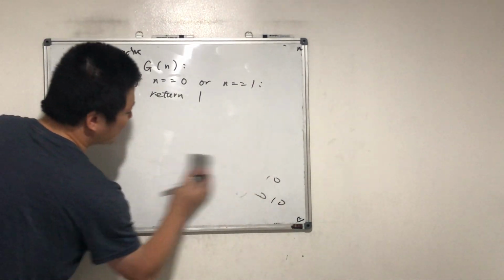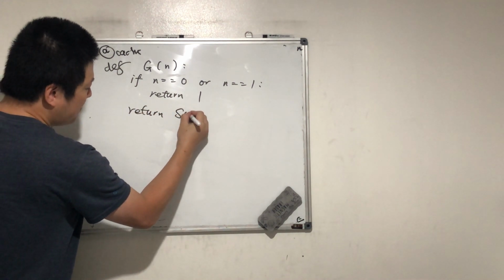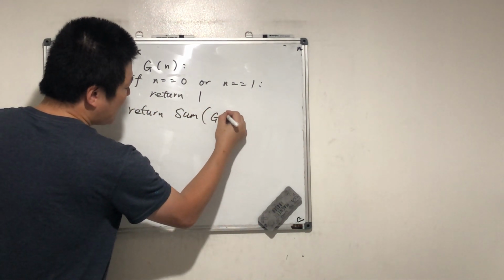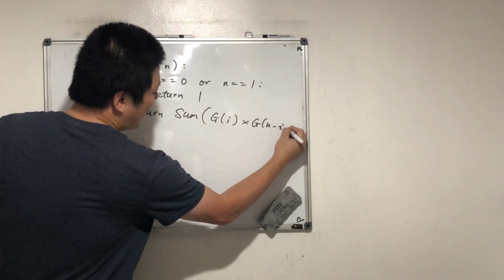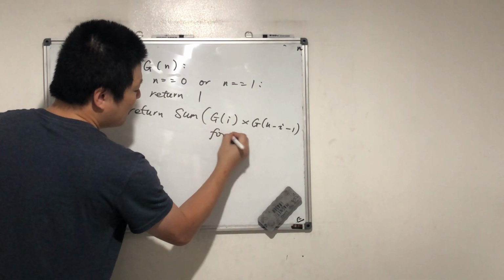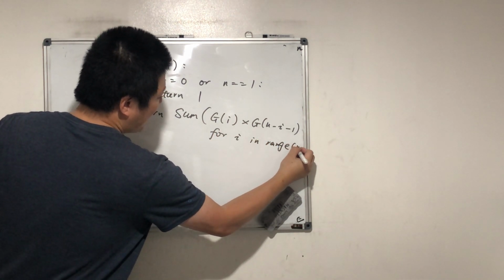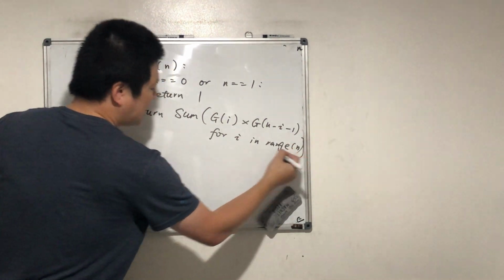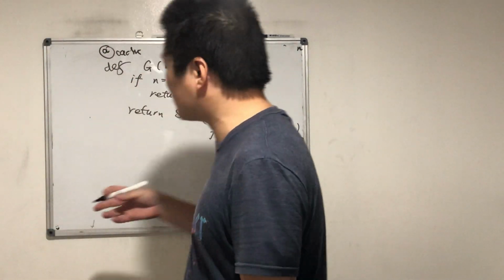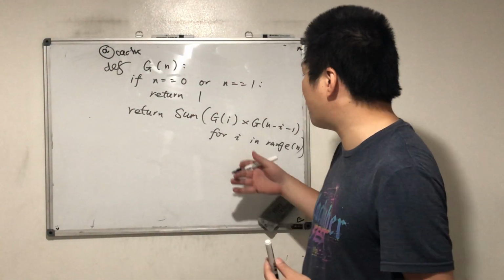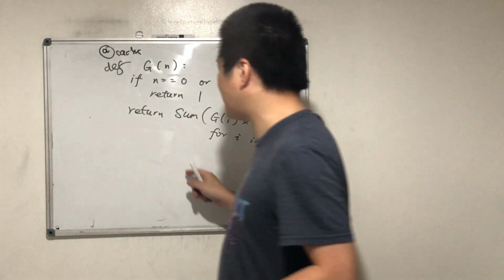Okay, so now we want to sum. Return sum. Remember, G i times G n minus i minus 1 for i in range n. Okay. Yeah, that's it. You see, so simple. The most difficult part is that we analyze the problem and come up with this formula. Alright? What's the time complexity for this one?